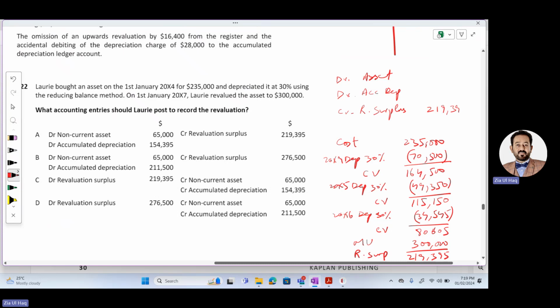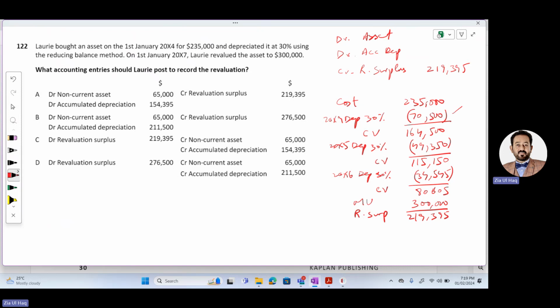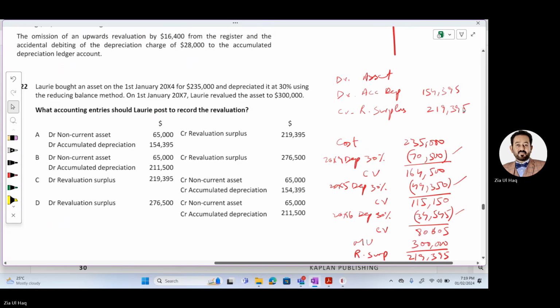So revaluation surplus will be 219,395. So what is the total depreciation? Add these three depreciation: 154,395. So remaining is the asset value, and that is what? 235,000 minus 154,395, which is 80,605... the asset is 155,000. So what is the accounting entry?